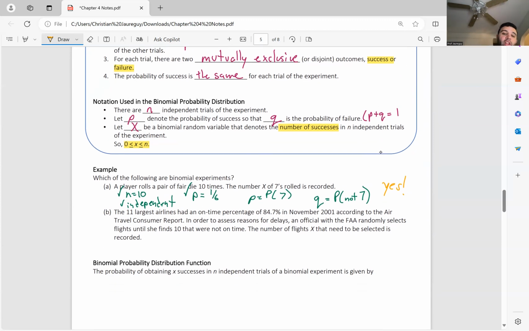The next one, the 11 largest airlines had an on-time percentage of 84.7. Okay. In order to assess reasons for delays, they randomly select flights until 10 that were not on time. The number of flights X that needs to be selected is recorded. Okay. So reading through this, what do we think? Maybe press pause for a second and see if you can get there yourself. But after pressing pause, hopefully you can see it is not binomial.